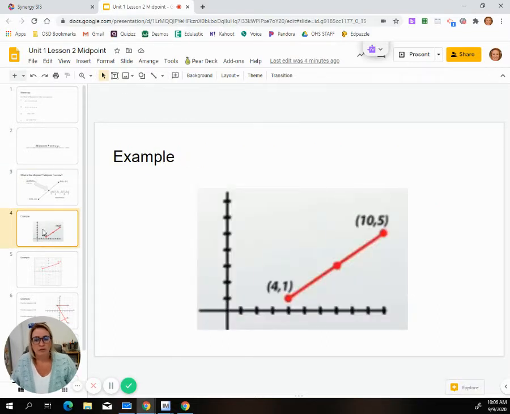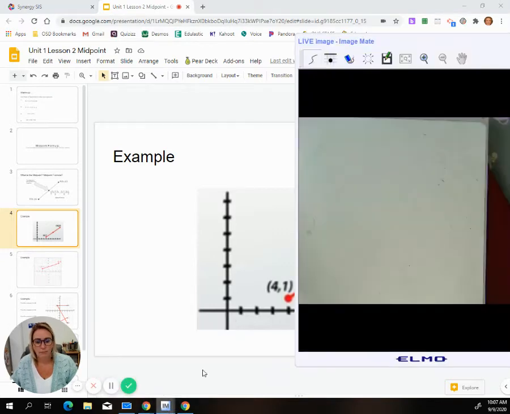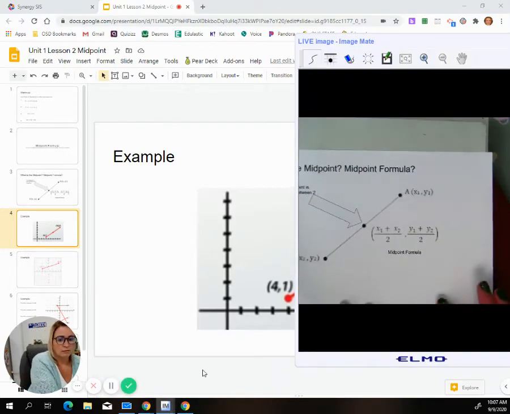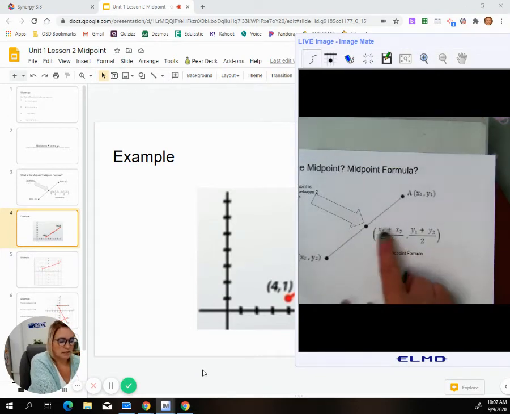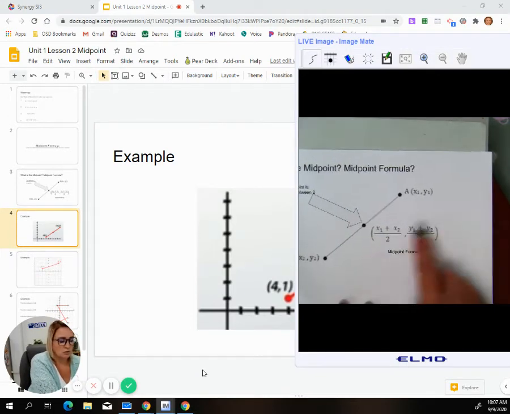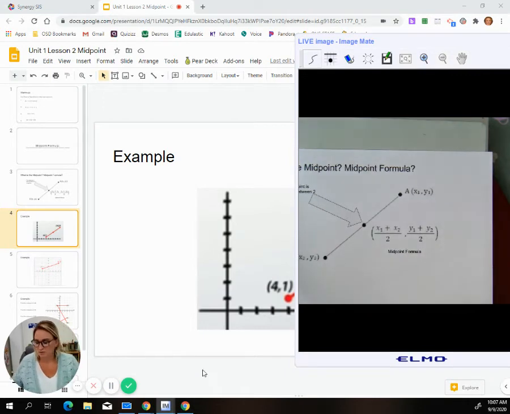So we're going to go through and do a few examples. This first one, you see that one endpoint is (4, 1). The other endpoint is (10, 5). We're looking for this point right here in the middle. So to do that, we are going to plug it into our formula. Again, remember we're using this formula where we're taking our two x's and dividing by 2, our two y's and dividing by 2.